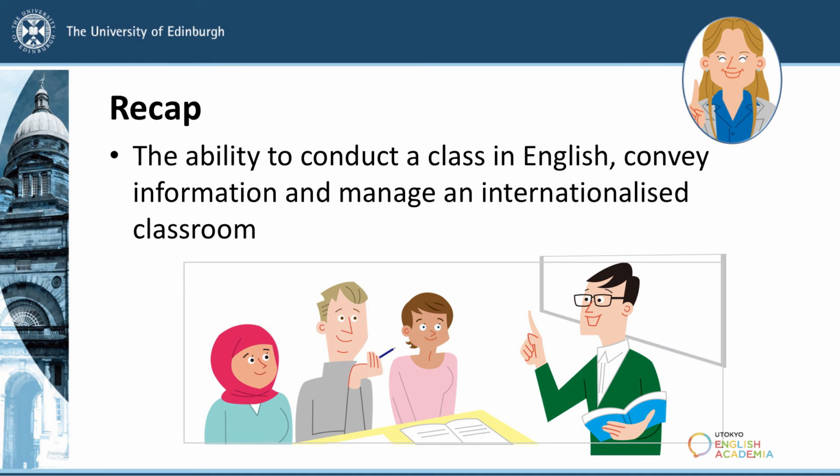Ultimately, an EMI instructor has to have the ability to conduct a class in English and convey information, as well as have the ability to work in an internationalised classroom with students from diverse linguistic and cultural backgrounds and students with varying levels of English proficiency.